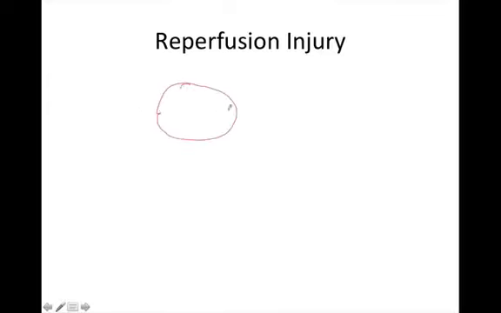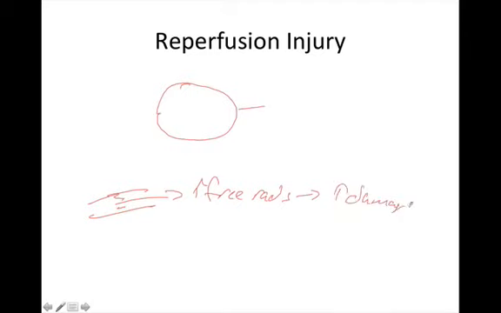Excellent. Press the button. So how do I have this? Reintroduce blood flow, increase in free radicals, I'm just going to abbreviate this, free rads, increase damage. Because as we reintroduce blood flow, that's going to increase oxygen. And I was in the middle of drawing a cell here.